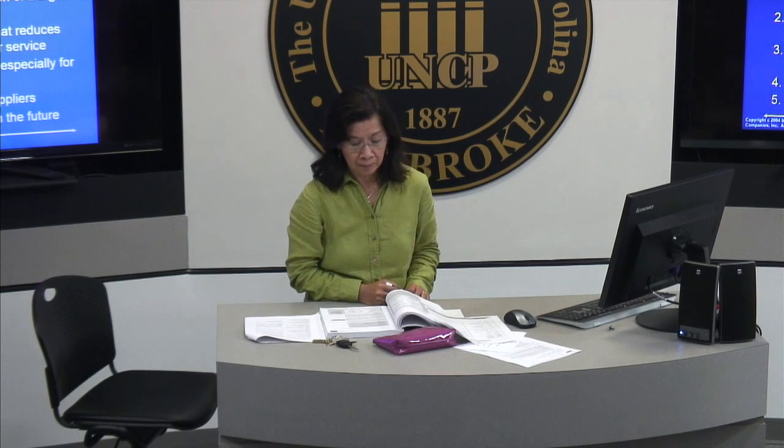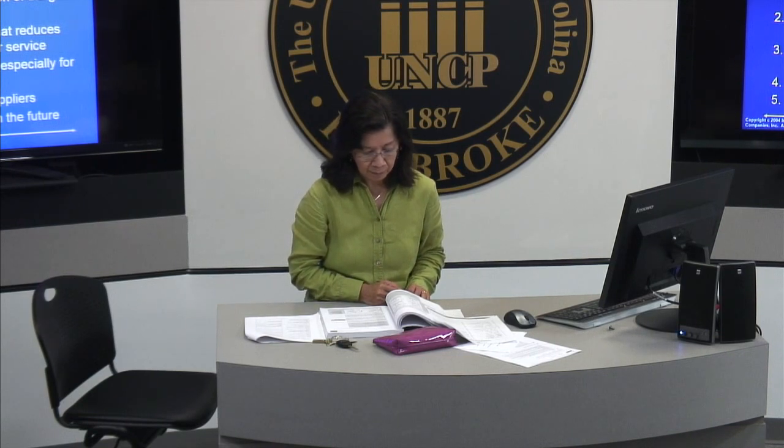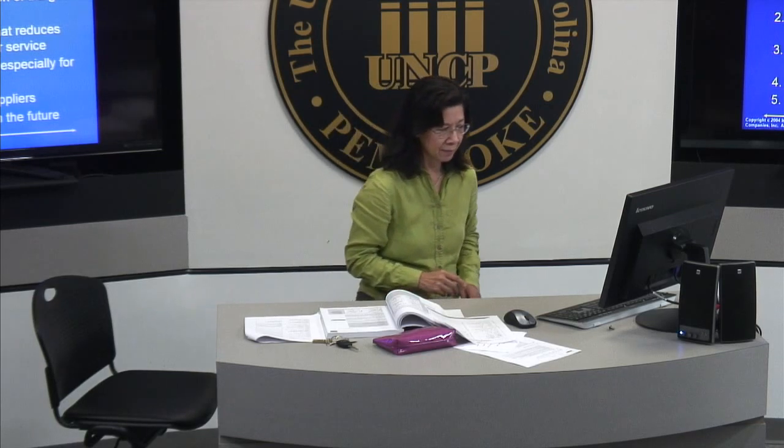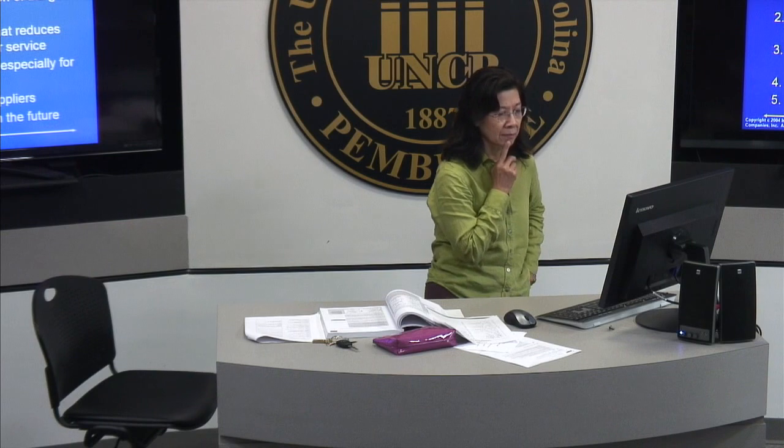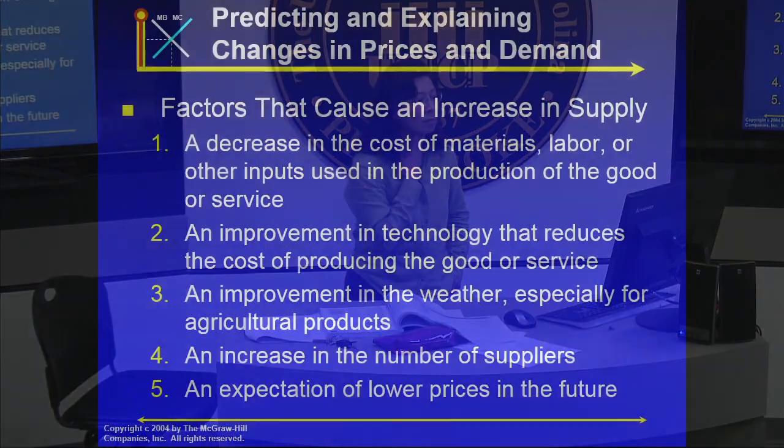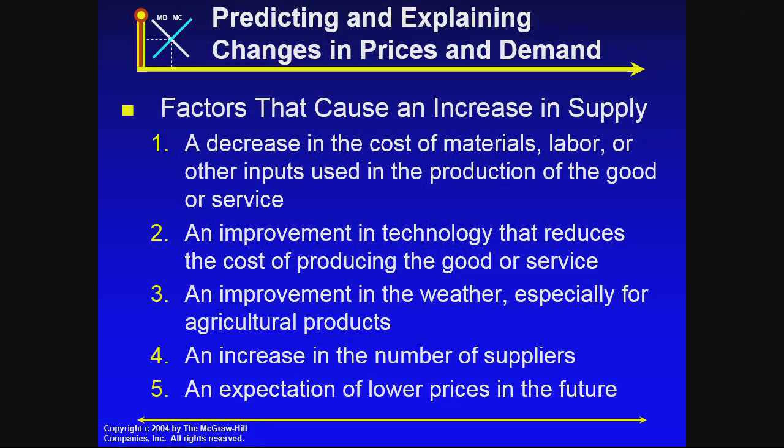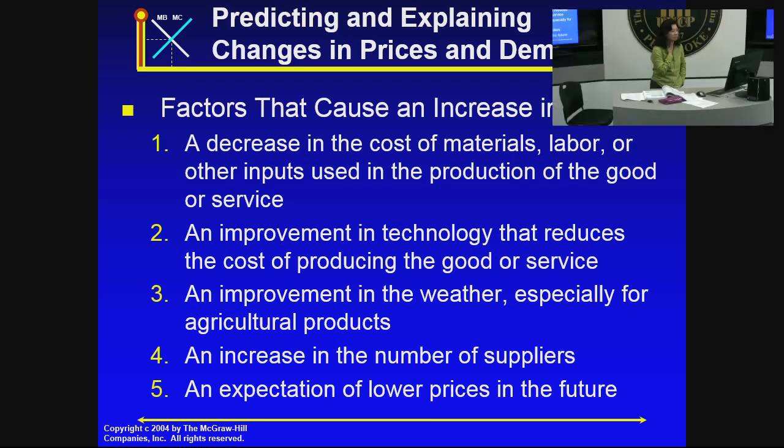Factors that cause an increase in supply: a decrease in the cost of materials, labor, or other inputs used in the production of the good or service; an improvement in technology that reduces the cost of producing the good or service; an improvement in the weather; an increase in the number of suppliers; an expectation of lower prices in the future. When these factors move in the opposite direction, supply will shift left. Shift left. Okay. Very good. Thank you.